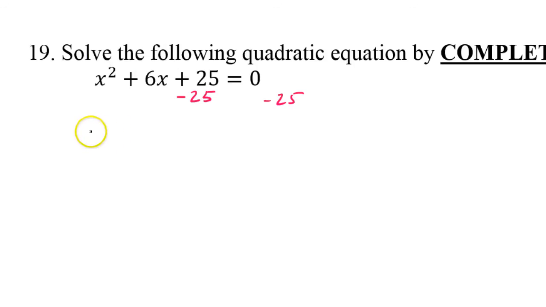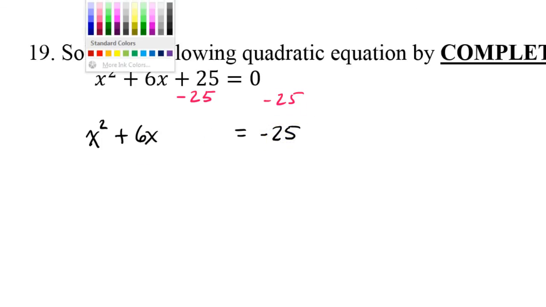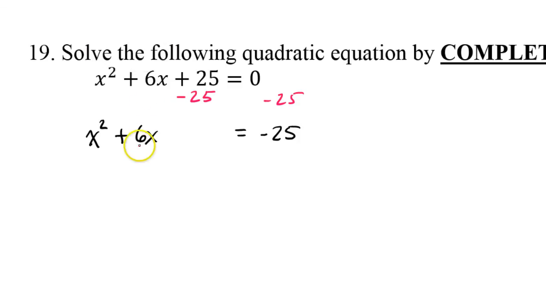Alright, so that's going to leave us with x squared plus 6x. Now just leave a space right here where you moved this away, equals negative 25. Alright, we've just moved that over. Now like I said, the special number that goes right here is supposed to be half of the middle squared. So half of 6 is 3. 3 squared is 9. So I'm going to put a 9 here.